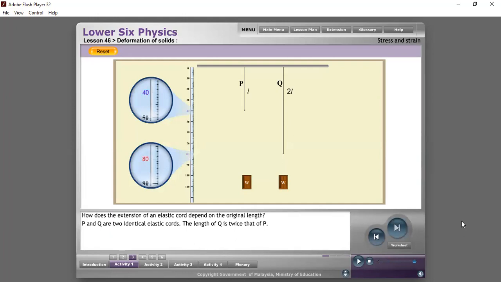So what we learn in elasticity in Form 4, chapter 2: the extension is directly proportional to the length of the spring. We learn that in the spring, right? So same thing now with the elastic cord. When the length increases, this means that the extension should increase as well.